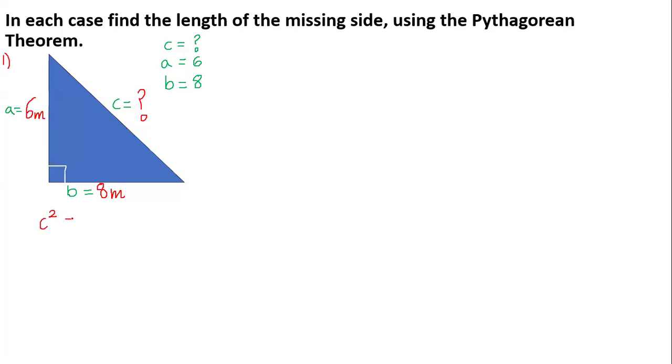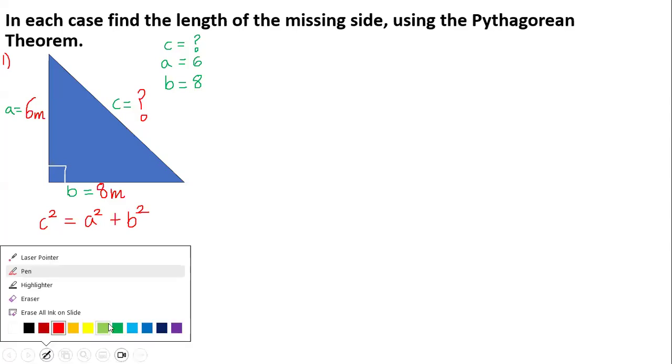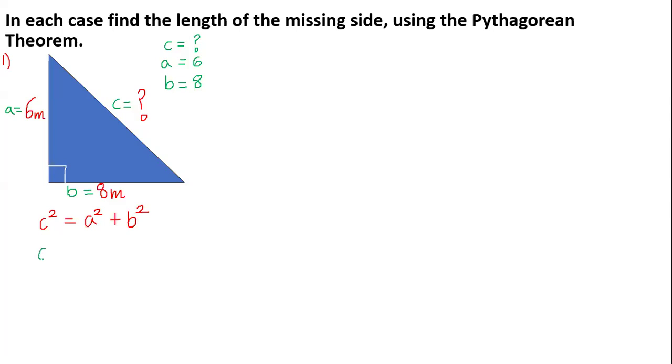C squared is equal to A squared plus B squared. And so what do we have? People are putting their answers in the chat with no units. So C squared is going to be, what is A? A is 6. Very good. It's going to be 6 squared plus what? What is B?